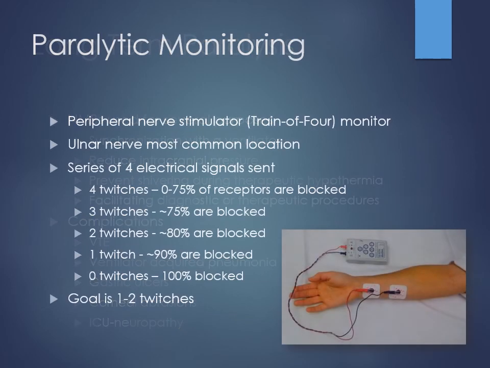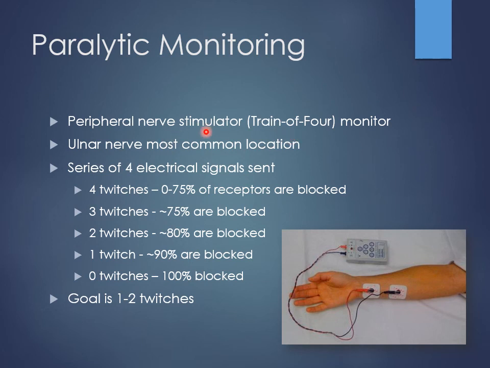So, has anyone ever heard of a train of 4? This is how we can monitor to see how paralyzed the patient is. For instance, in order to get a patient nice and paralyzed, we don't necessarily need to block every single nicotinic receptor on that neuromuscular junction. We only need to block just enough of them to prevent a good action potential from happening. So we can monitor the level of paralysis for these patients, and we'll have what we call a train of 4 monitor.